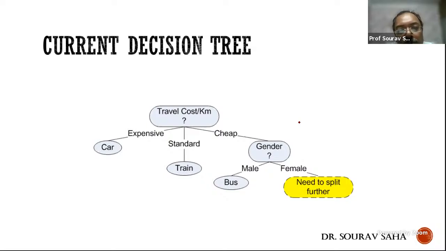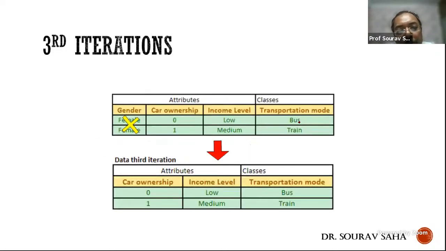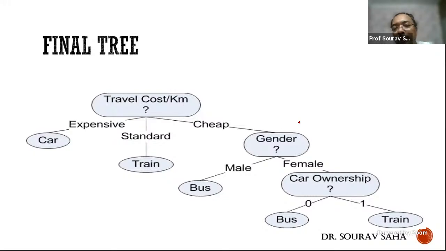So this is how my tree looks right now. Travel cost expensive, car. Travel cost standard, train. Travel cost cheap, go to gender. Gender male, always taking bus. Gender female, we further need to split. After splitting based on either car ownership or income level, car ownership: no car, bus; 1 car, train. That is how the decision tree is created from this. This is how iteratively you create a decision tree. And if you see the child nodes, they are completely homogeneous. I don't have any bit of ambiguity in the child nodes or in the decision, which means my decision tree is completely built.